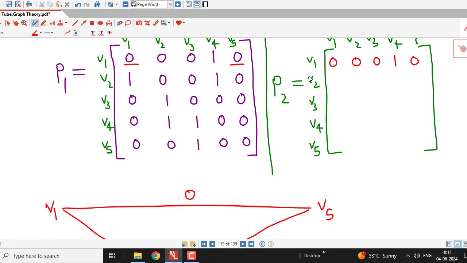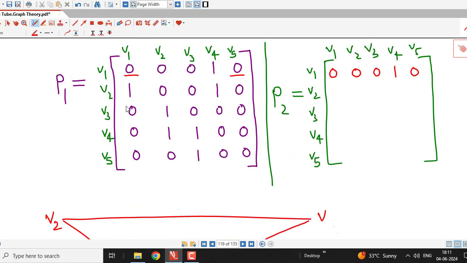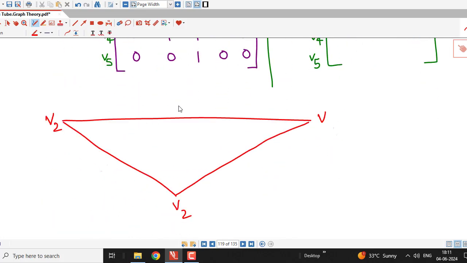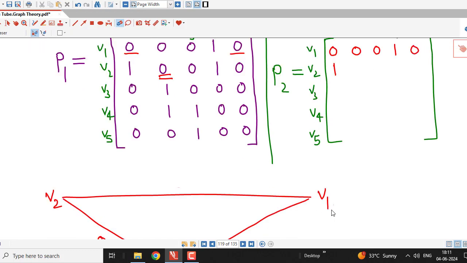Now I am coming for V2, so I have to remove this entry also. Here I have V2 now, and this I will change from V1 to V5. So here I will start with V1, but we have to first write down what is this V2 to V2. That is going to be 0. So here I write 0 and I start with V1. So from V2 to V1 I have 1 here. So I don't have to check for V1. I can directly write V1.